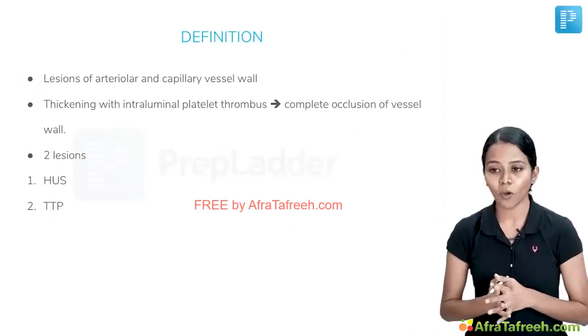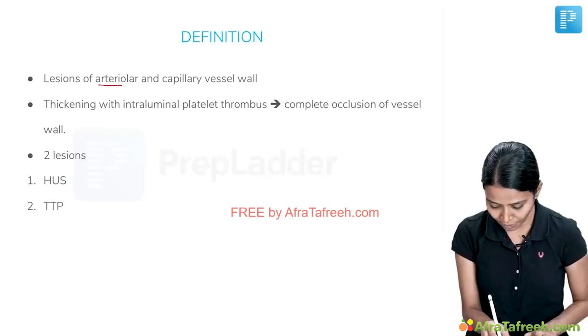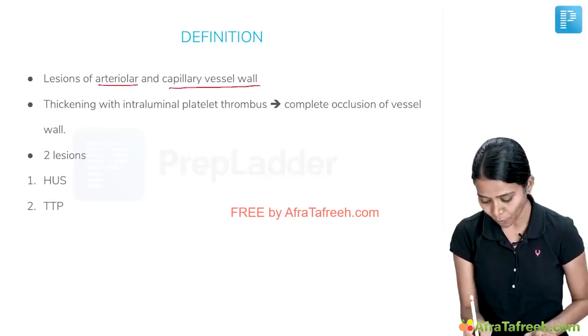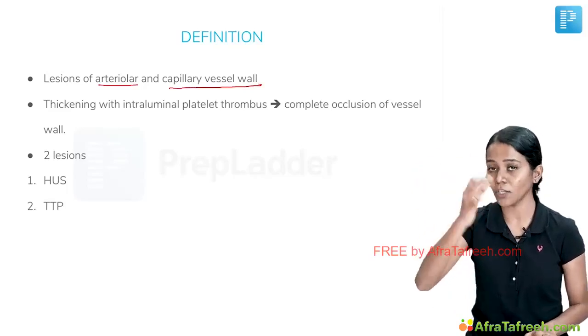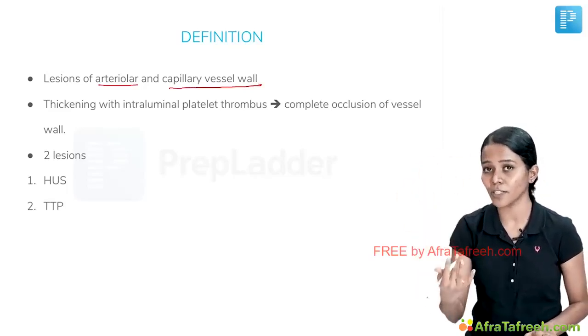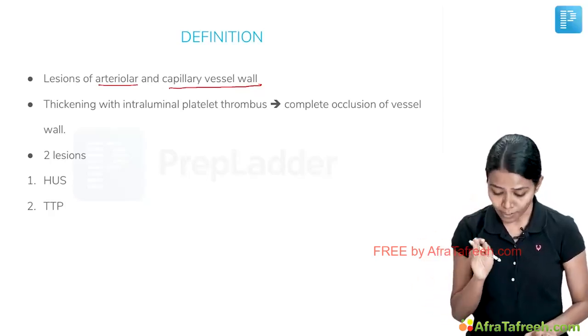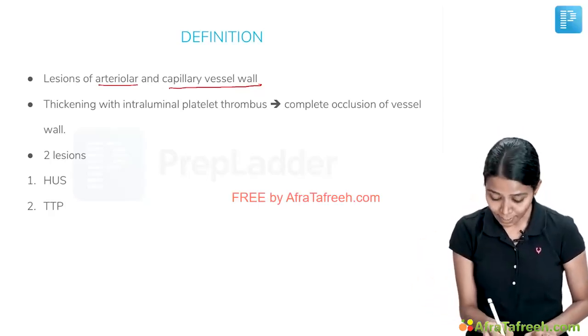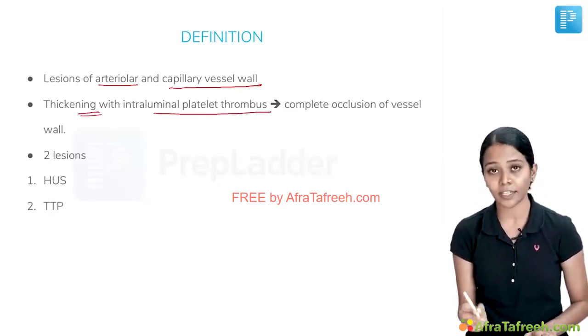Now, definition of thrombotic microangiopathy. Okay, there is lesion of the arteriolar and capillary vessel wall. It is microangiopathy. That means microcirculation or micro vessels are involved. Which are the micro vessels? Arterioles and capillary wall. Okay. So, what is the disorder or the lesion that is seen? There is thickening of the vessel wall with intraluminal platelet thrombus.